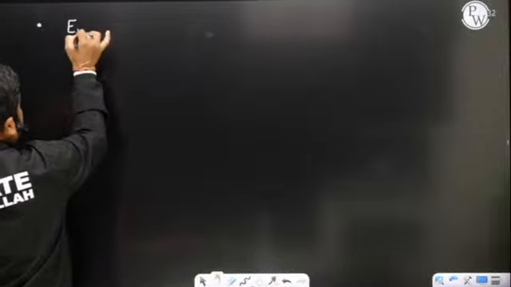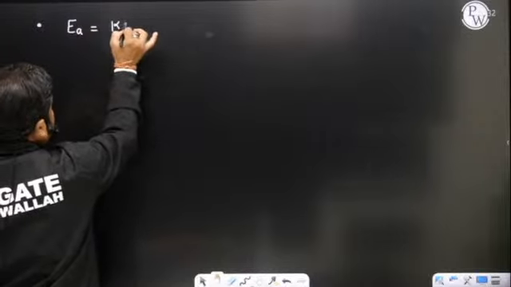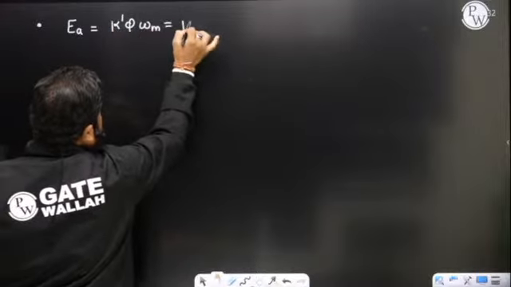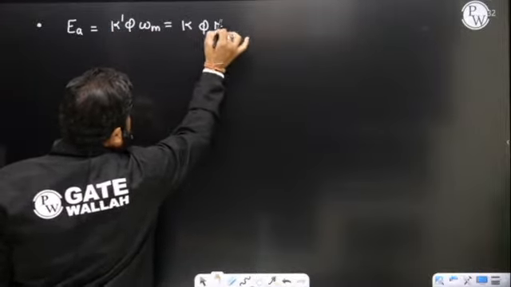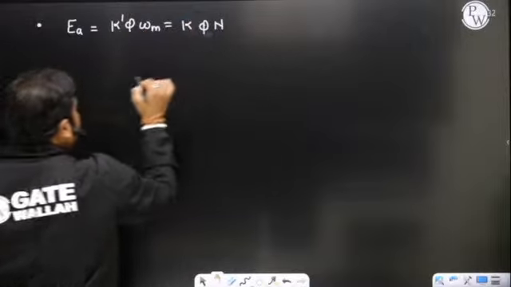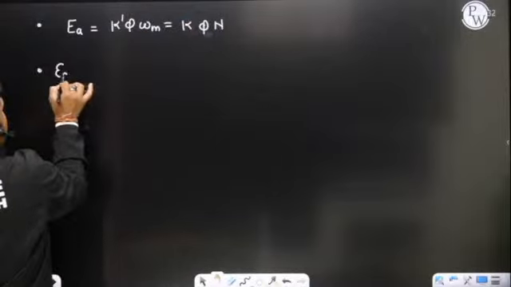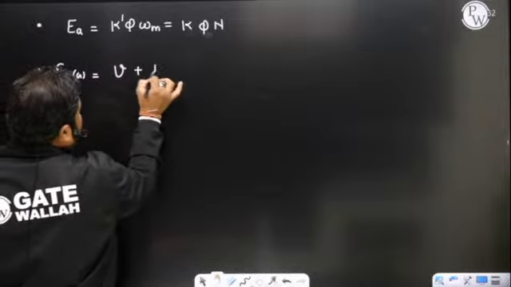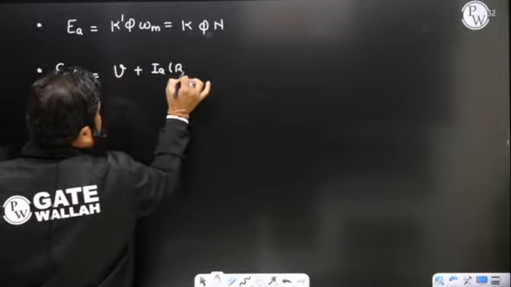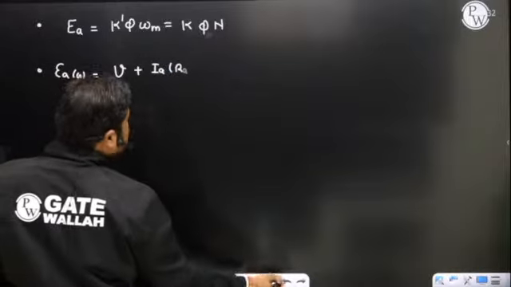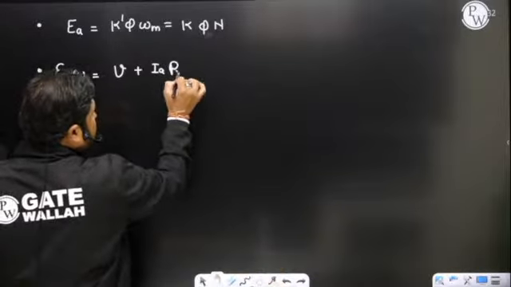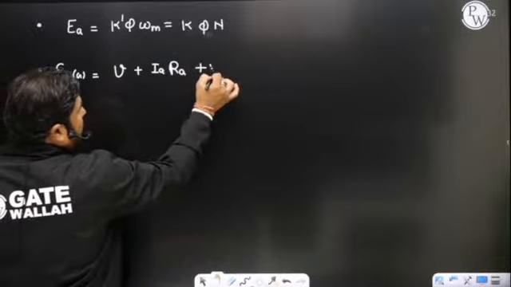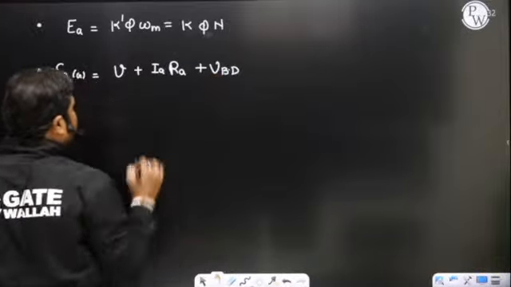We all know that induced EMF depends upon the speed of rotation. It does not depend upon the motoring or generating action. Yes, sir. And EA for a generator is V plus IA RA plus any external resistance if connected in series with the resistance of armature. And in case the brush drop is given, we need to take the brush drop also.